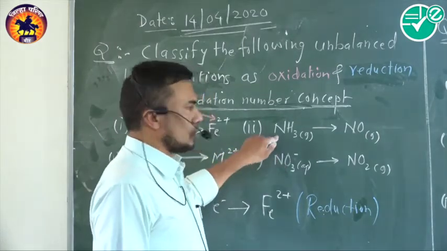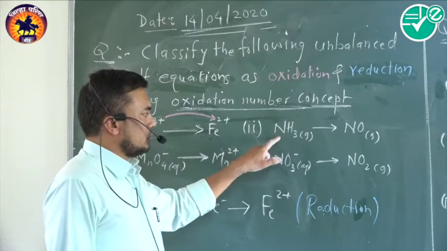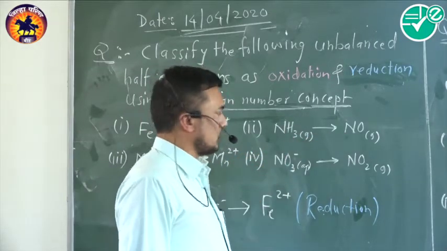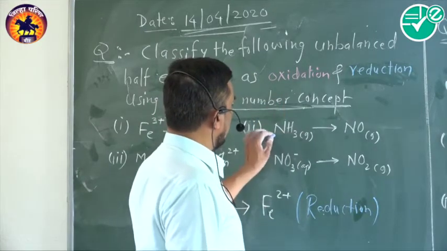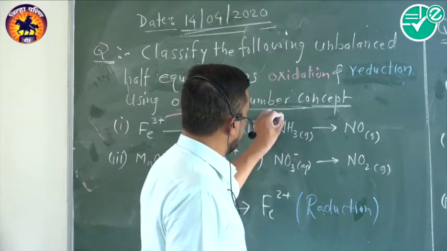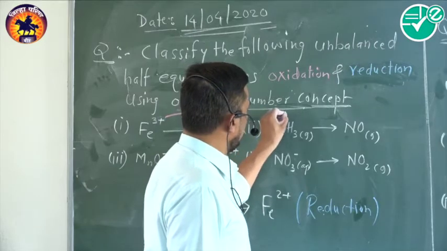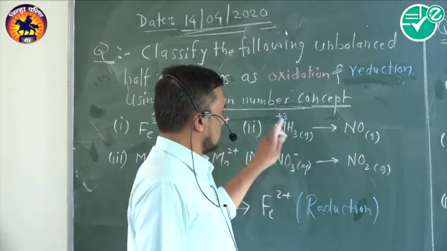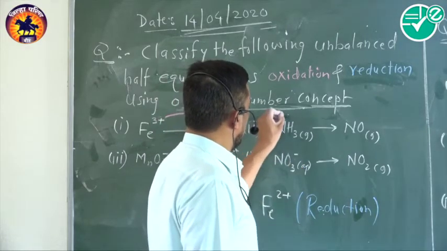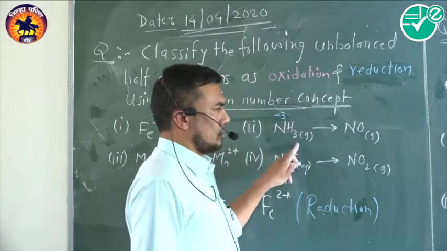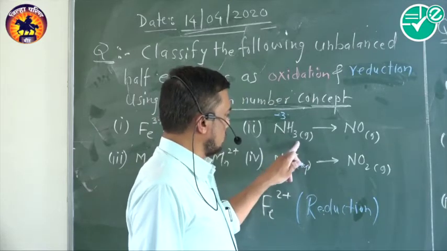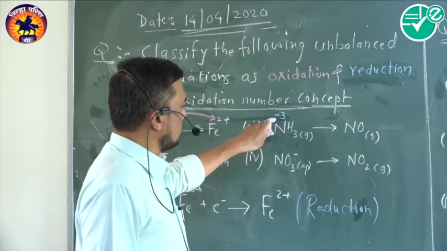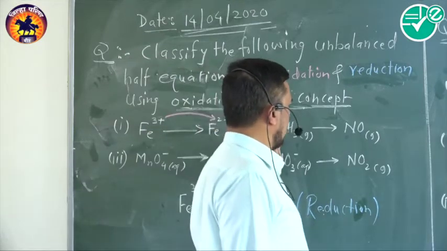Look at the second. We have to assign the oxidation number of this nitrogen. Orally we can calculate it: the oxidation number of hydrogen is +1, so 3 hydrogen gives +3, so the nitrogen is -3. Therefore, the oxidation number of nitrogen is -3.